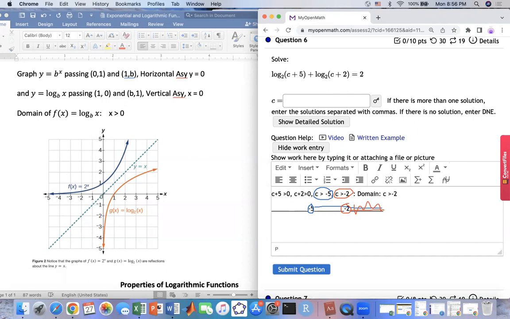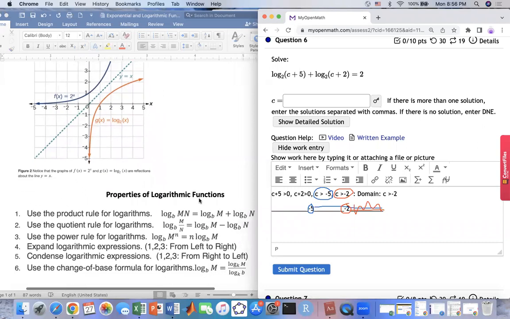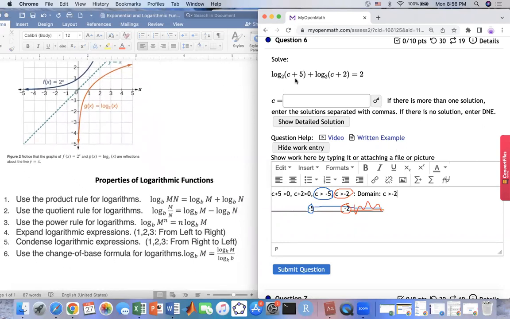Now with that in mind, we're going to use the properties of logarithmic functions. You see that I have two logs with the same base. So I can use the first rule, that means reversing the product rule from right to left, to rewrite the left-hand side.